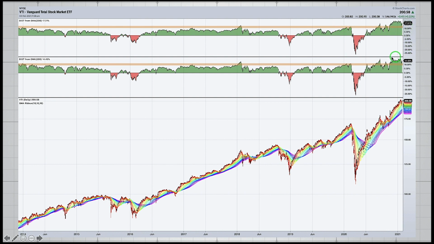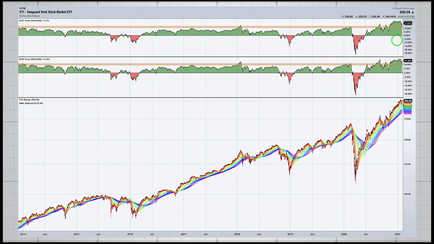Now I put these orange lines here as key levels that indicate we're getting into thin air. What you can see is we've spent quite a lot of time above that orange level. This is around 10% on the exponential and around 12% on the simple 200. So this market does feel a little bit stretched to me. I think it would be very healthy for us to pull back a little bit and reset. And I think that we will see that here in the spring.